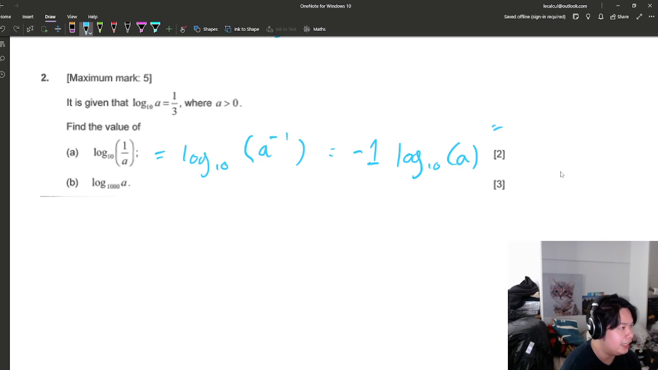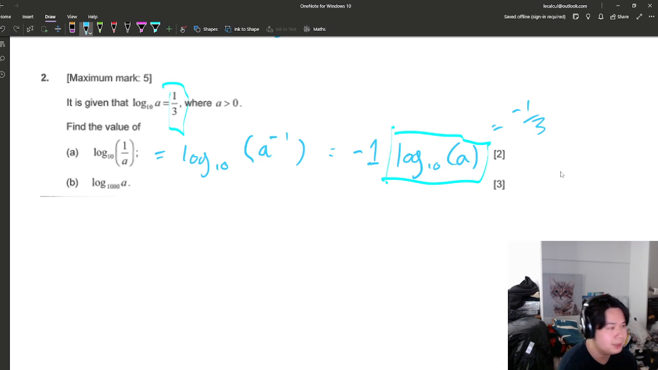And what's nice about this is we can use our log law to remove the exponent and write it as a coefficient. And so now we have our 1/3 show up, right? This is the 1/3. They told us it's 1/3. So for part A, this is -1/3. For part B, we have the wrong base, so you're going to do a change of base formula to base 10. This is in your formula booklet.